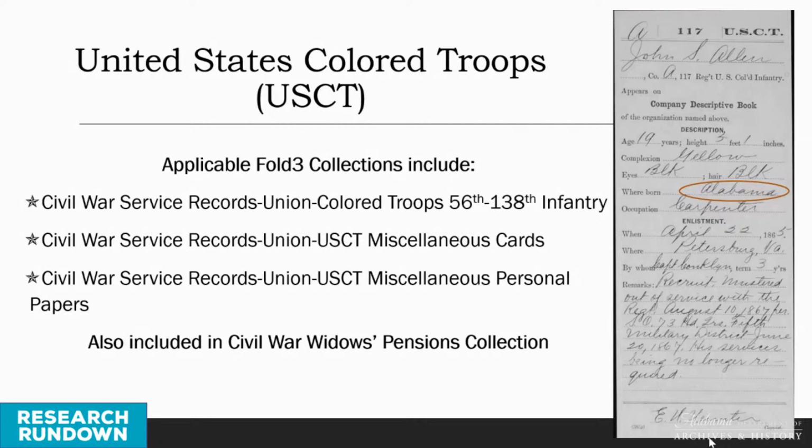Some applicable collections on Fold3 include Civil War Service Records, Union, Colored Troops, 56th through 138th Infantry; Civil War Service Records, Union, USCT, Miscellaneous Cards; and Civil War Service Records, Union, USCT, Miscellaneous Personal Papers. Widows' pension files for USCT soldiers' wives can also be found in the Civil War Widows' Pension collections.